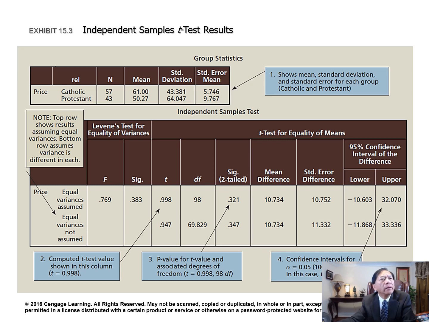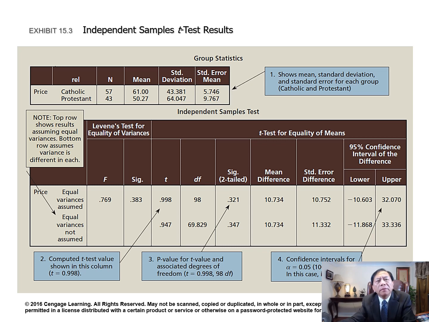Okay. And it shows the price they pay between Catholic and Protestant, right? The 57 Catholic consumers, then Protestant 43 of them. That's their mean. Okay? The standard deviation, the standard error. And the t-test statistic here in this case is 0.998. And the degrees of freedom is 98. And the two-tailed significance level is 0.321.